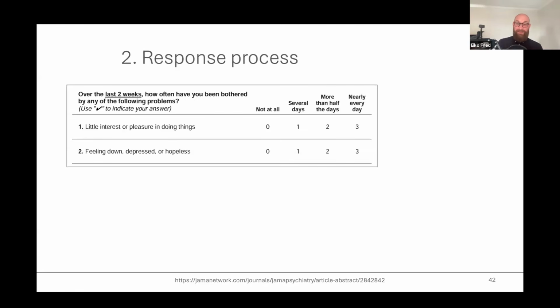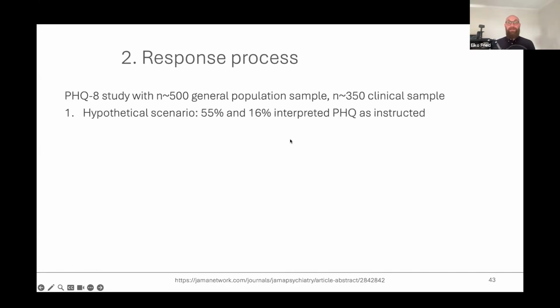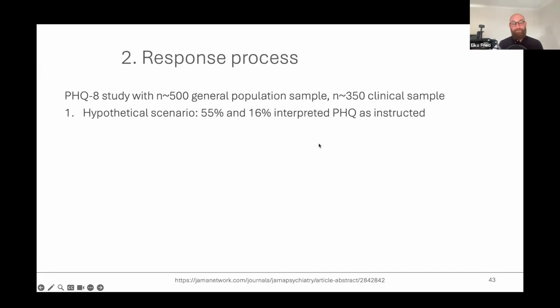And because it bothered us, we ran, this is the paper read by Margarita Panayotou. We ran with data of Zach Cohen, who's the last author on the paper. We ran two groups of participants through a small experiment, one 500 people general population sample and one 350 people clinical sample. First, we gave them a hypothetical scenario.